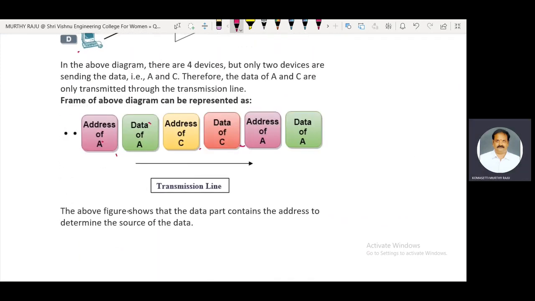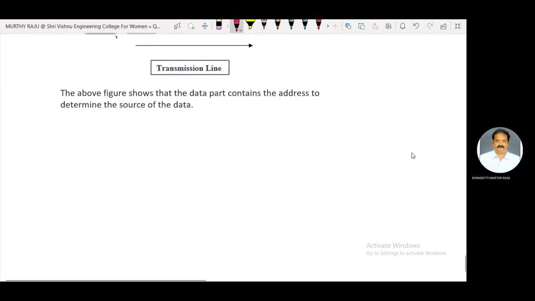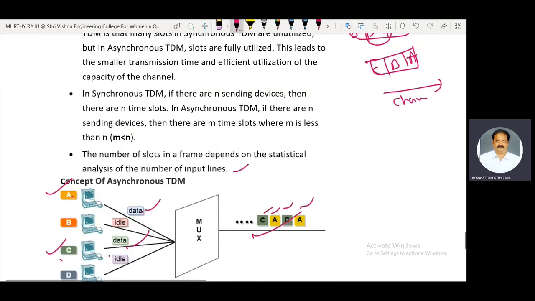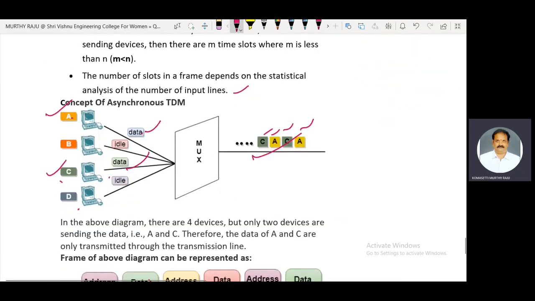This is the transmission line. Both address and data are present. The above figure shows that the data part contains the address to determine the source of the data. With this, the 2 types of multiplexing techniques are completed.